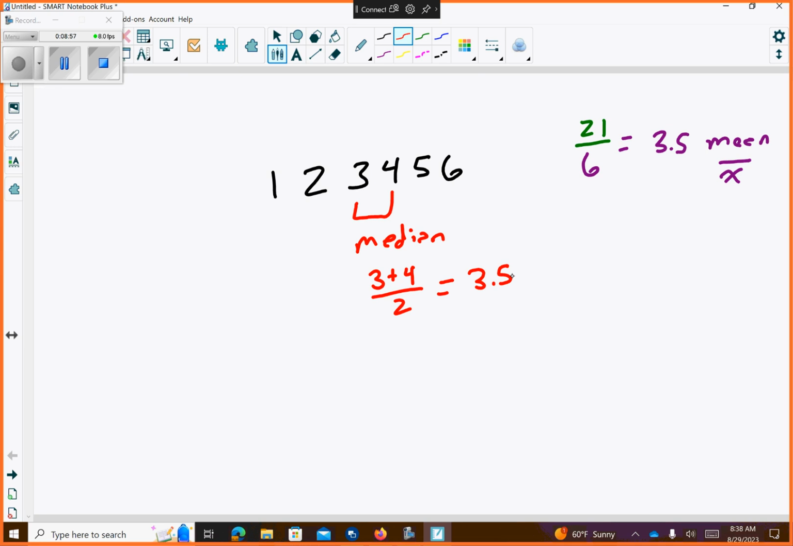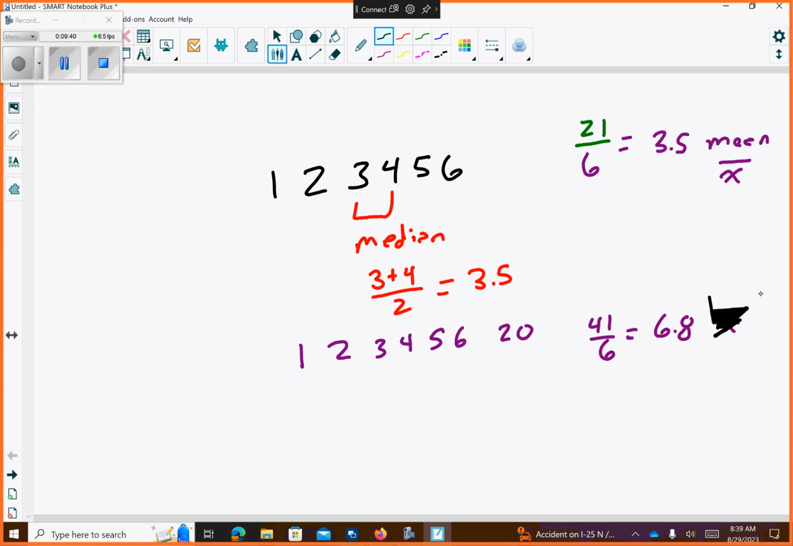So if I were to change this slightly, and I said I have 1, 2, 3, 4, 5, 6, and say 20, that's going to be, let's see, 41 divided by 6. 41 divided by 6 is what? 6.8. Okay, almost 7. I like a guesstimate. That's good. So that's our mean.